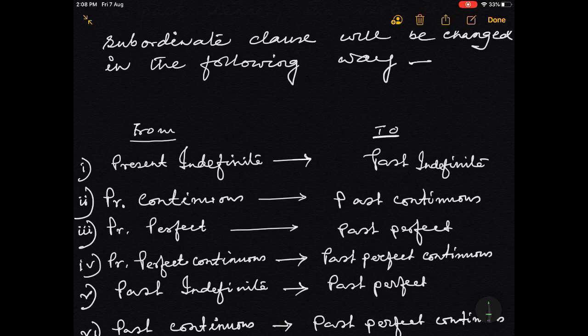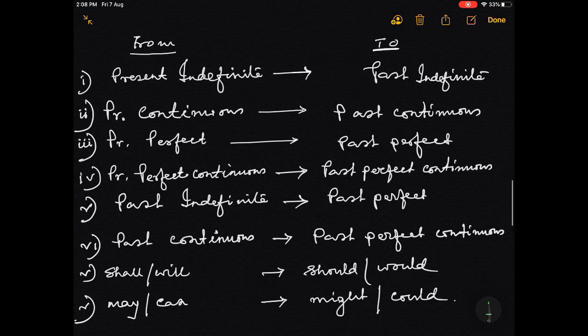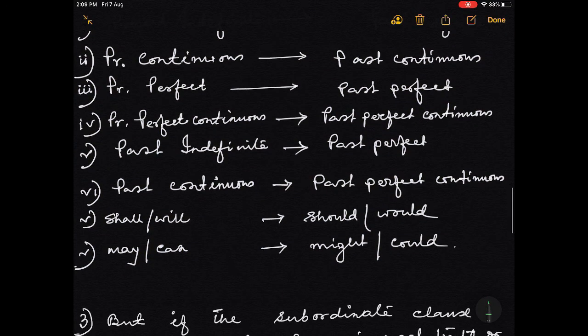Present continuous will be past continuous. This is corresponding past. Present perfect will be past perfect. Past perfect is the corresponding past of the present perfect. Present perfect continuous is past perfect continuous. Past indefinite is the past perfect. And past continuous will be past perfect continuous. Shall will be should, will be would, may will be might, can will be could. You must remember this. Without this, it is very difficult to do the work with narration change.